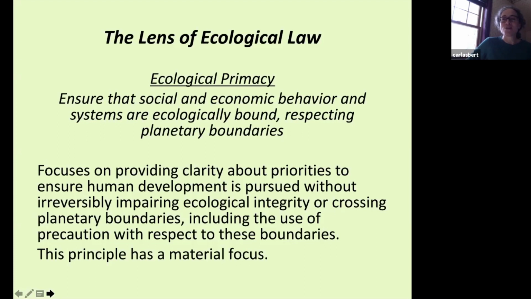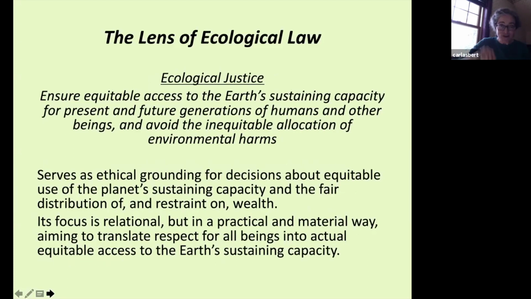Anyway, that's all I'm going to say about the ecological primacy principle. Then the last principle of the lens of ecological law, Geoff, please, is ecological justice. This principle calls for ensuring equitable access to the Earth's sustaining capacity for present and future generations of humans and other beings, and for avoiding an inequitable allocation of environmental harms.